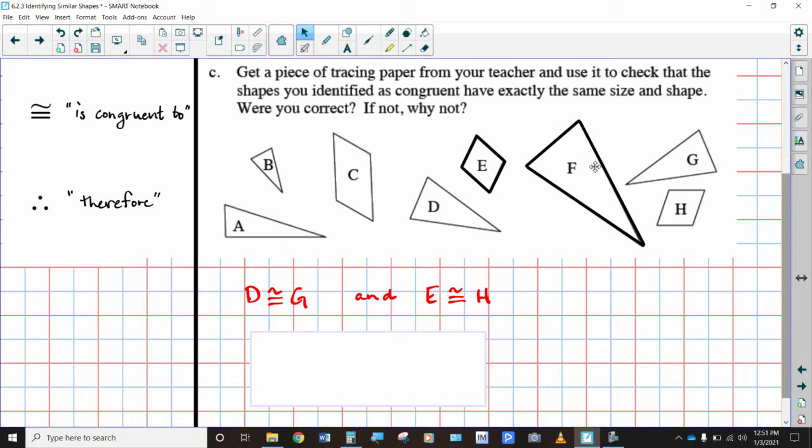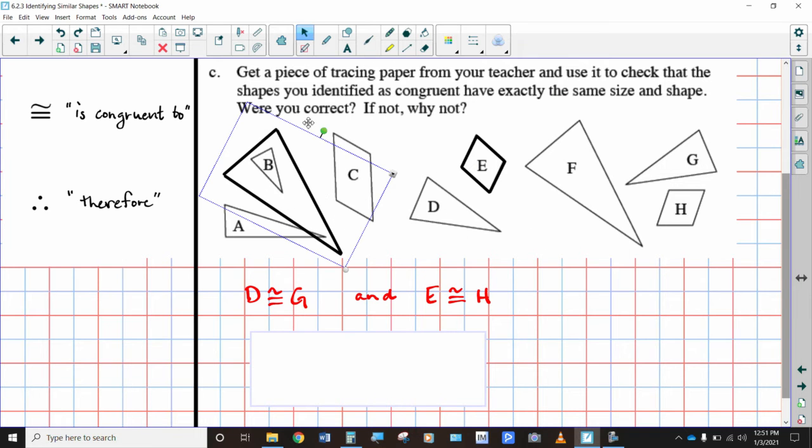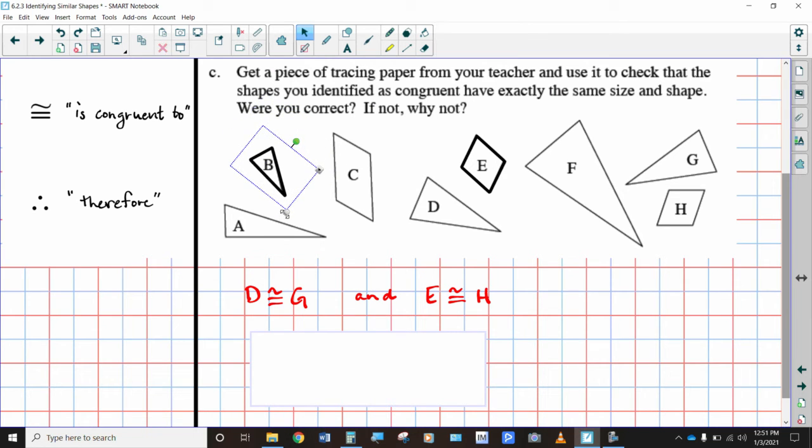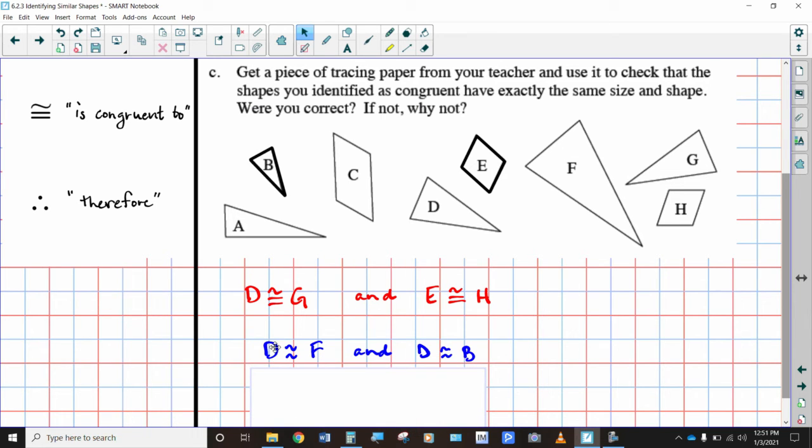And then that makes me think, well, what about B? What if I were to shrink it down? Could I get B to be the exact same? So shrink it down a little bit. Yes, that looks to be the same as well. So we could say that figure D is similar.